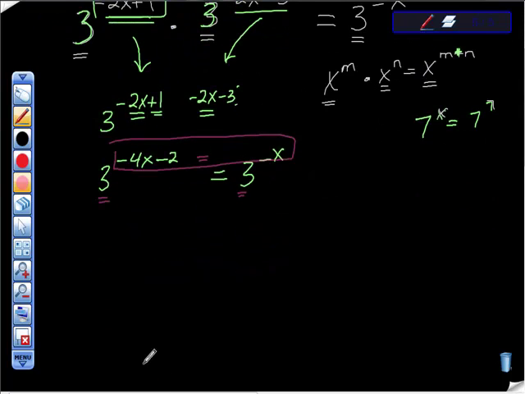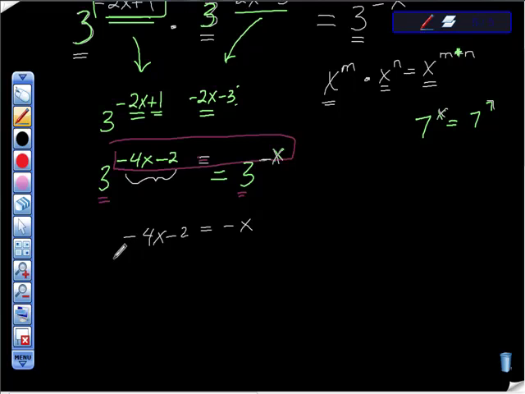I'm going to look at that. I like that color. I'm going to take negative 4x minus 2. That came from right here, right? This equal sign right here is this one. I'm just pulling the math down so I can see it. Remember, this is negative x right here, so equal to negative x.